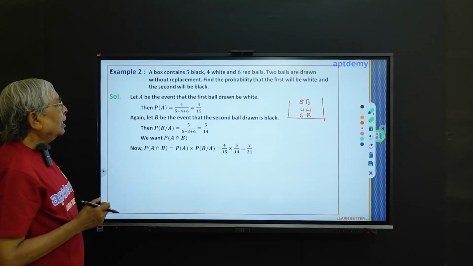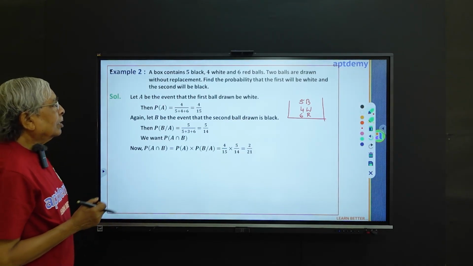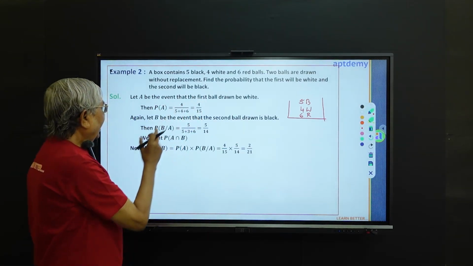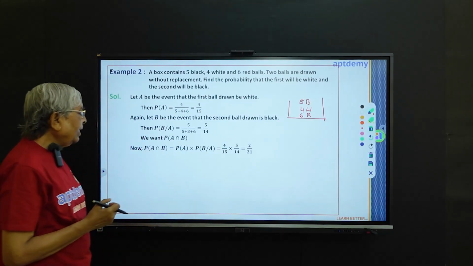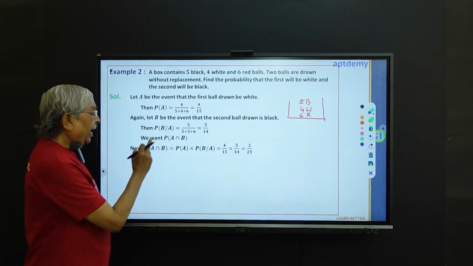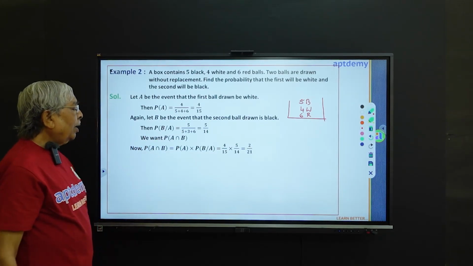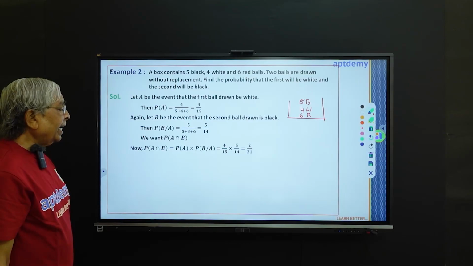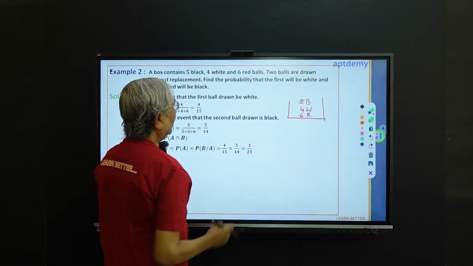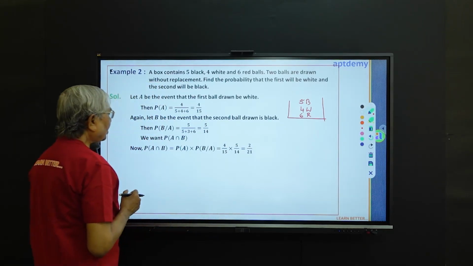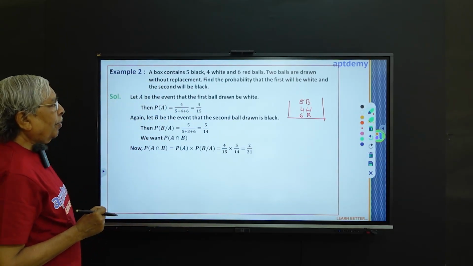5 by 14. Now what do we want? We want the probability of A intersection B. Just now I have told that probability of A intersection B we can write as P(A) into P of B by A. So we multiply these two, that will give 2 by 21. So the required probability is 2 by 21.